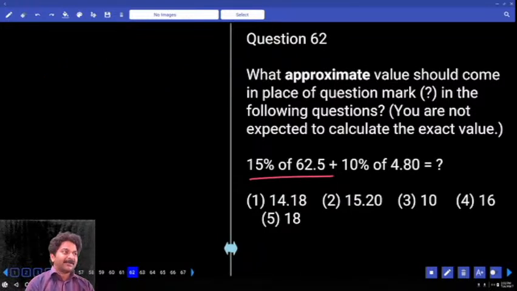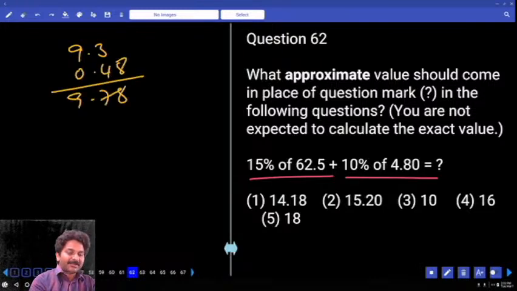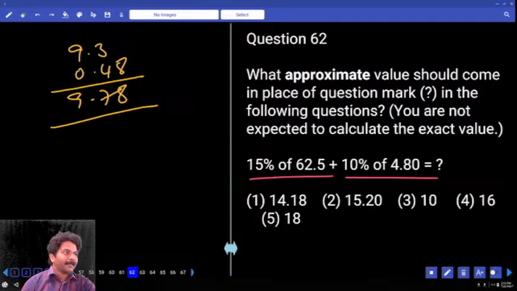15%, 10% plus 5% only. What is 10%? 6.2. Approximation 6.2 is enough for us. Half of that number, 3.1. Total 9.3 plus 10% of 4.8, that is 0.48. Sum is 9.78. Approximate.